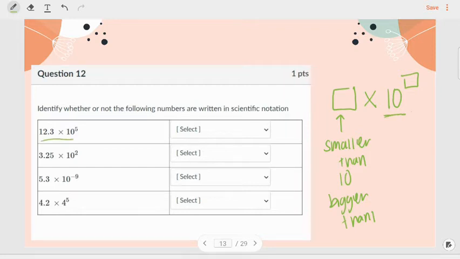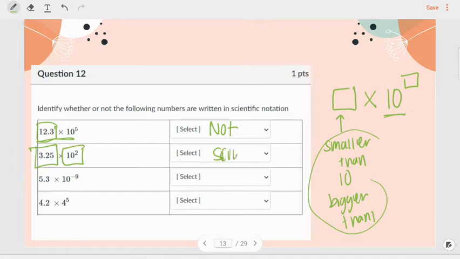So as I look at my first example, this 12 is bigger than 10, not smaller. So this is not scientific notation. That is bigger than 1, smaller than 10, and this does have 10 to the something power. So this is scientific. So I look at my next example, smaller than 10, bigger than 1. That has the power of 10. We're good, scientific.